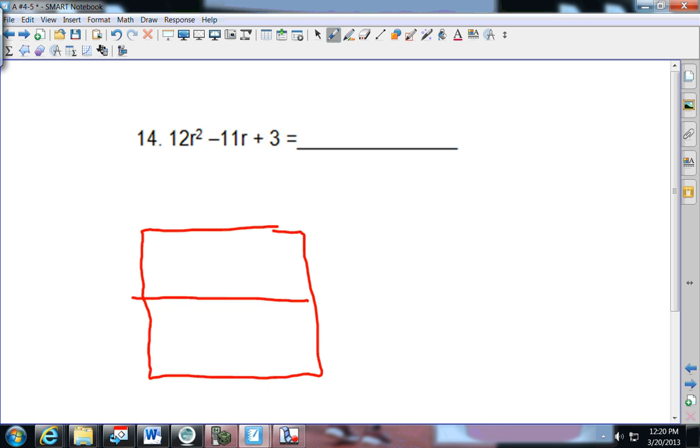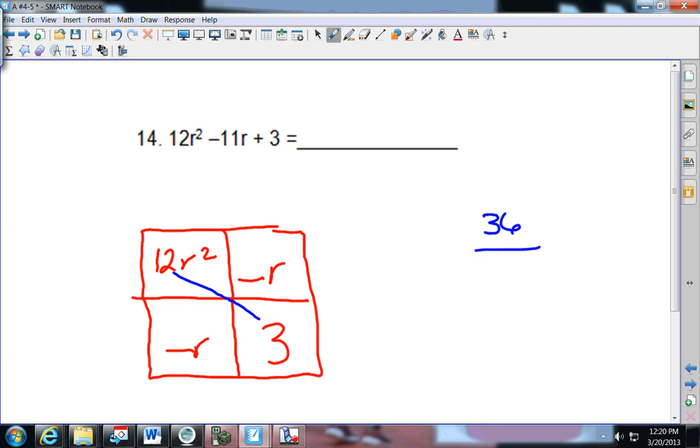So I'm going to draw my box because it's got 3 terms. I'm going to put 12r squared in the top left. The bottom right is 3. The middle term has an r, so it's something r, something r. You must multiply 3 times 12, which is 36. I need the factors of 36 that add up together to give me negative 11.